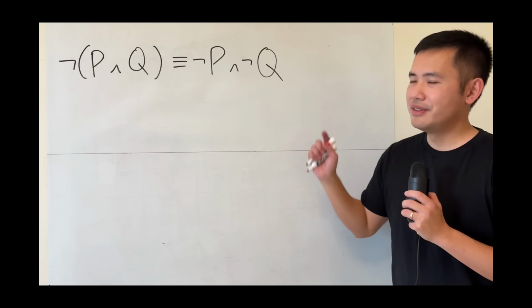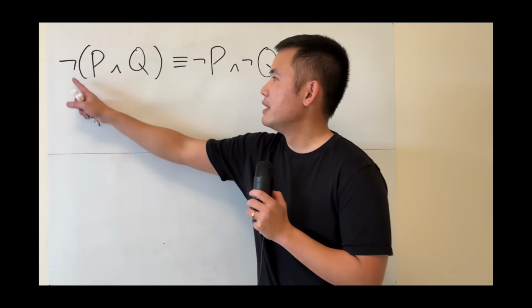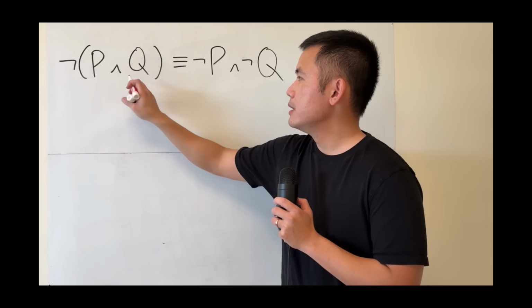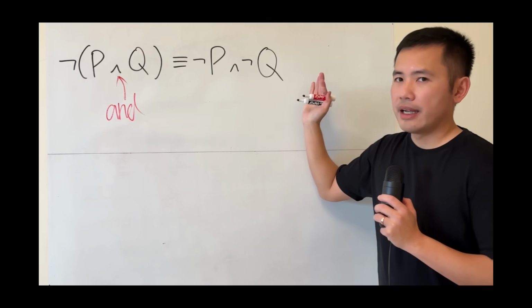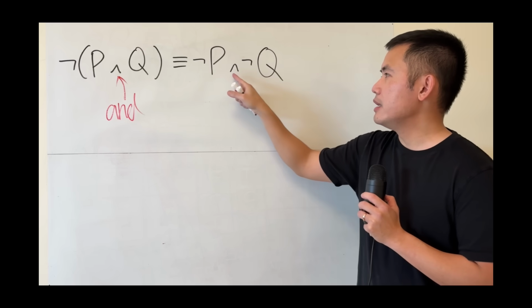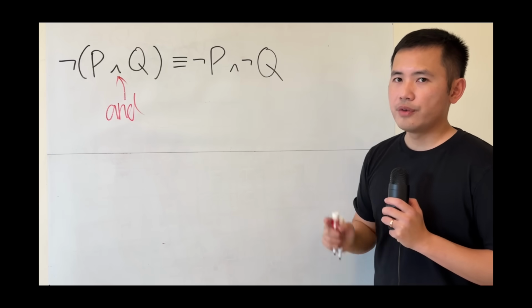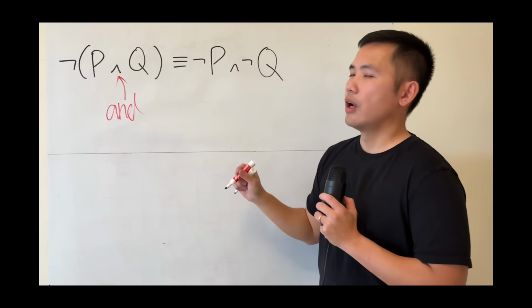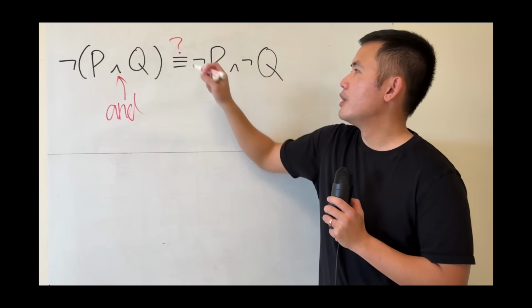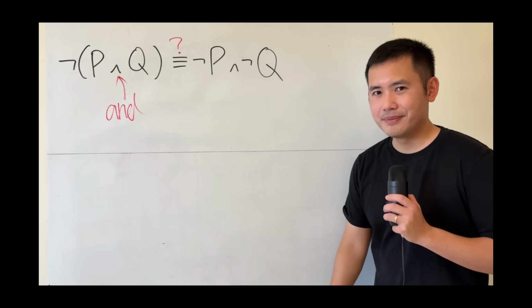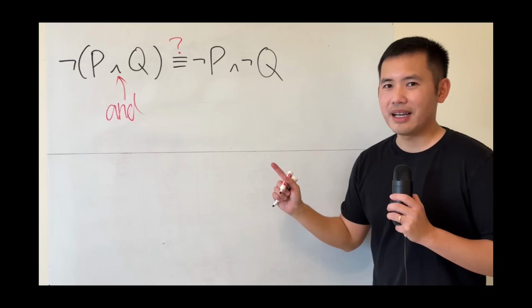Okay, before we go, I have this for you. On the left-hand side, we have not P and Q. This means and. And on the right-hand side, we have not P and not Q. My question for you guys is, are they logically equivalent? Why or why not? Well, think about it, and I will make a video on that next.